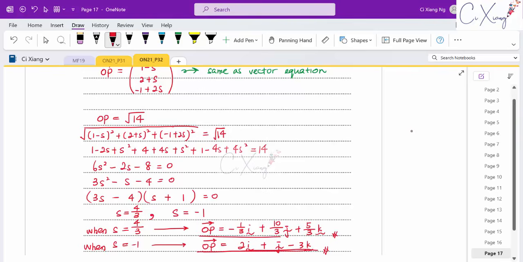So I think this will be the possible answer for the position vector of point P. You are allowed to write in IJK form, no problem, or even if you want to write in the column vector form, also can. Right? Yeah, so this is how we solve question number 10.